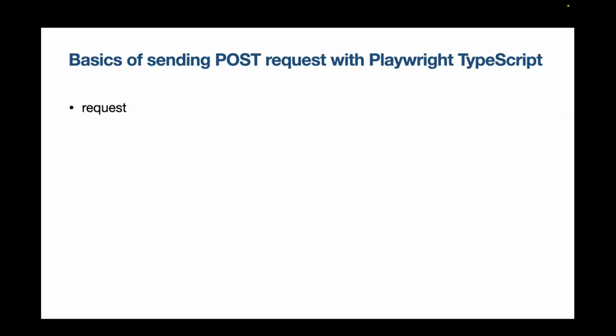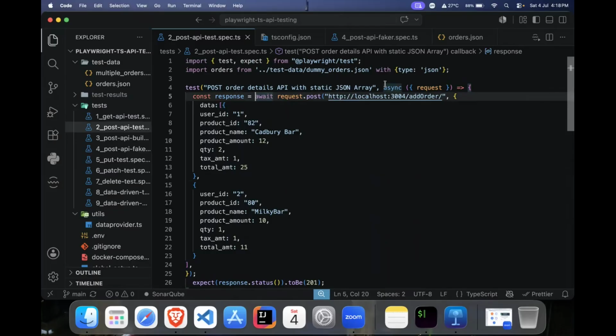Let's understand the basics of sending the post request using Playwright TypeScript. So there are two important things that we need to learn about. First is the request and the other is the post method. In Playwright, for sending the post API request, we use this request.post. The request is an instance of API request context interface. Think of it as an HTTP client, just like a browser that knows how to visit web pages. Postman knows how to send API request, and REST Assured knows how to send API request.